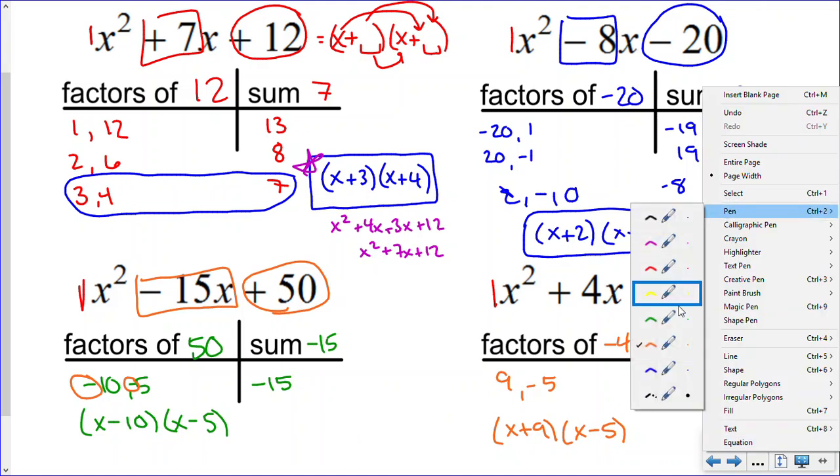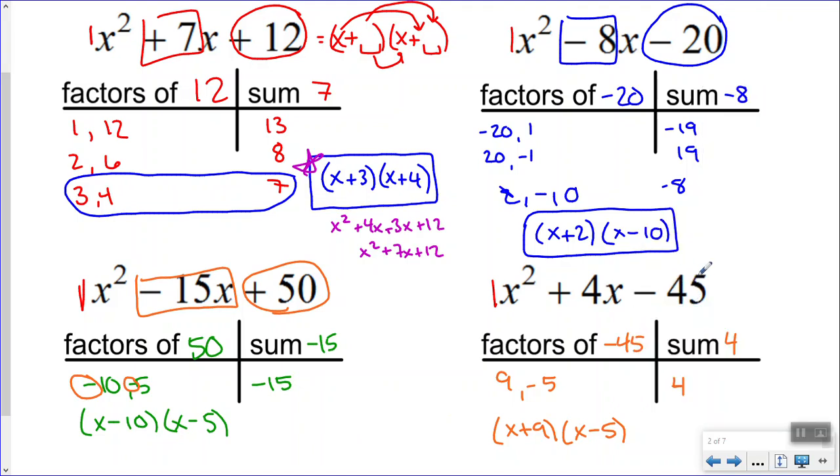In the second example, we're looking for factors of negative 45 that add up to positive 4. Just like the one directly above it, since our product is negative, that means we're going to have one positive factor and one negative factor. But this time our sum is positive, so it means the factor with the larger absolute value is the one that's going to be positive. So we end up with positive 9 and negative 5, and we have x plus 9 times x minus 5.